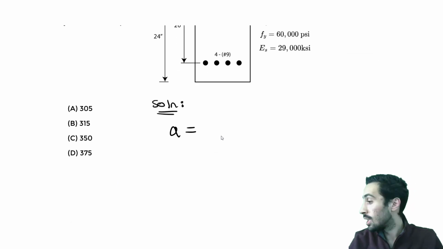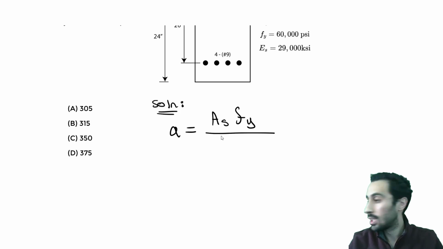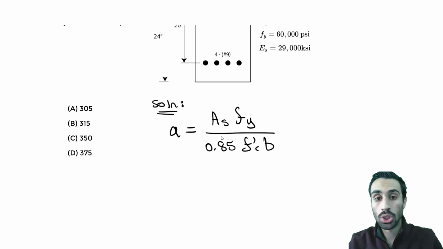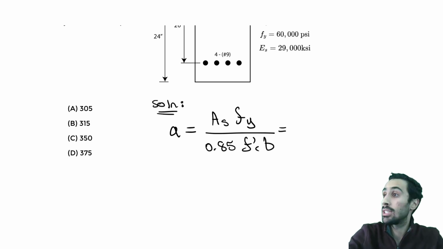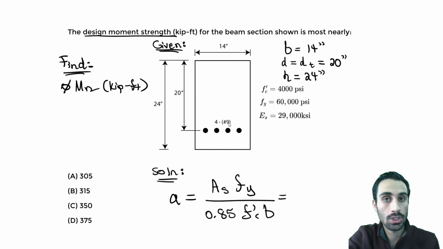So A equals, I'm going to denote the equation, AS times Fy, and you take that divided by 0.85 times F prime C times B. So now we know AS. What's AS? We know in the FE handbook, it's defined as the area of steel, the area of the longitudinal tension reinforcement. In this case, we have 4 number 9 bars, right?